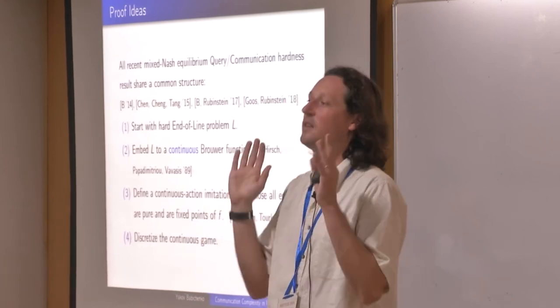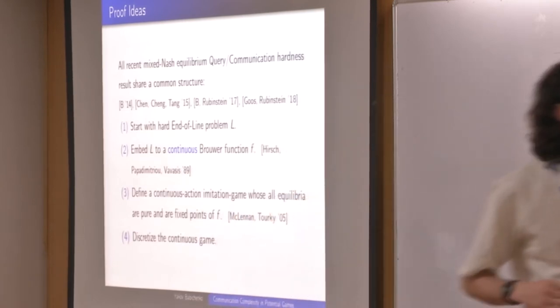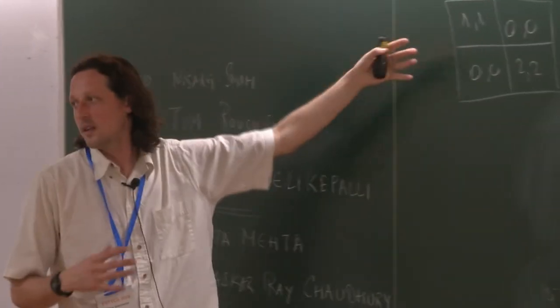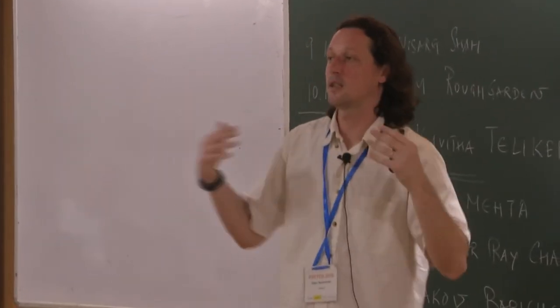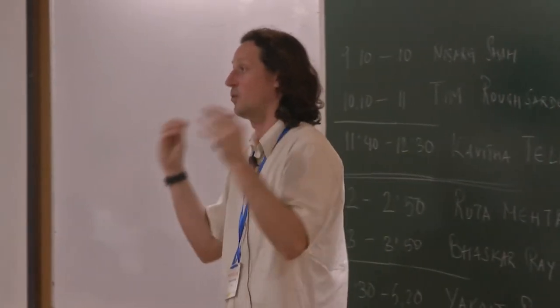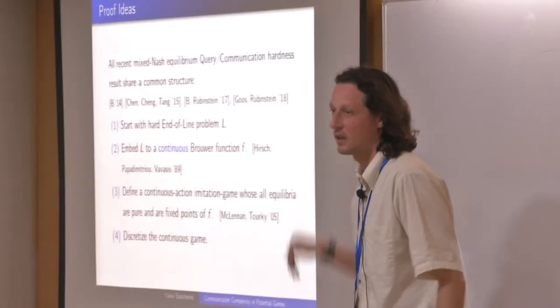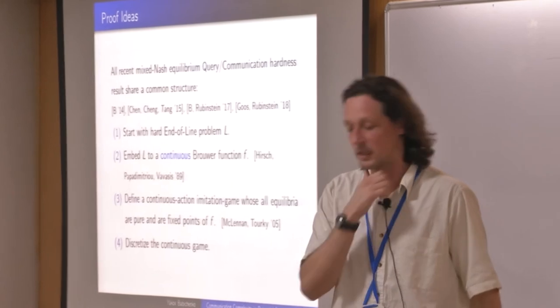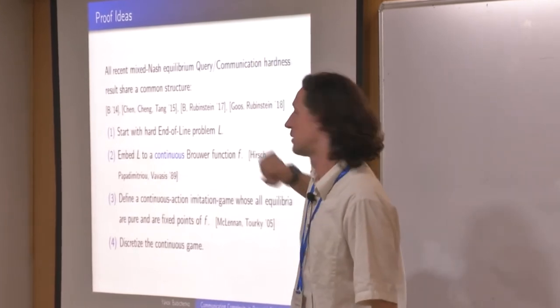So the main difficulty with mixed Nash equilibria is that, in addition to the pure equilibria, there might arise some very crazy mixed Nash equilibrium, and we want to avoid this situation. This is the main difficulty in proving hardness for mixed Nash equilibria. And the structure, roughly speaking, was the following.